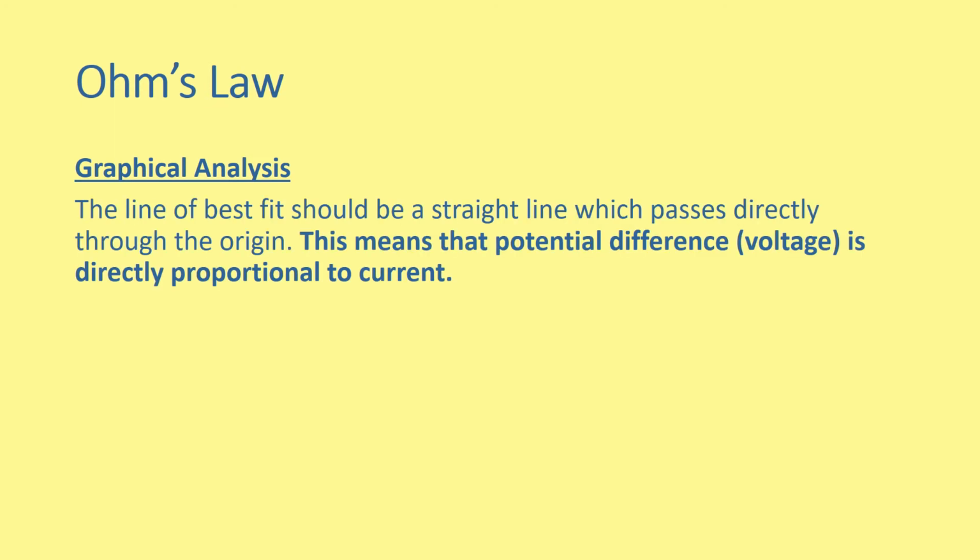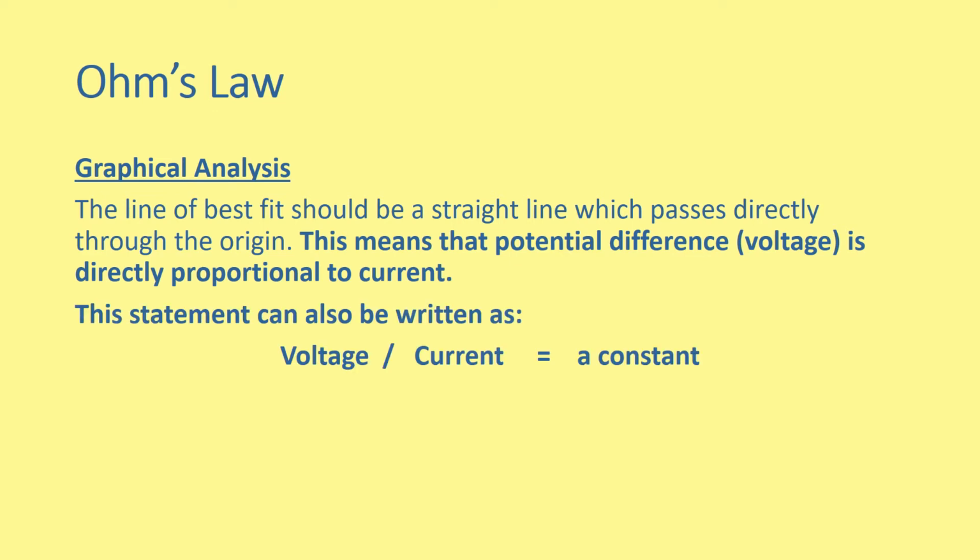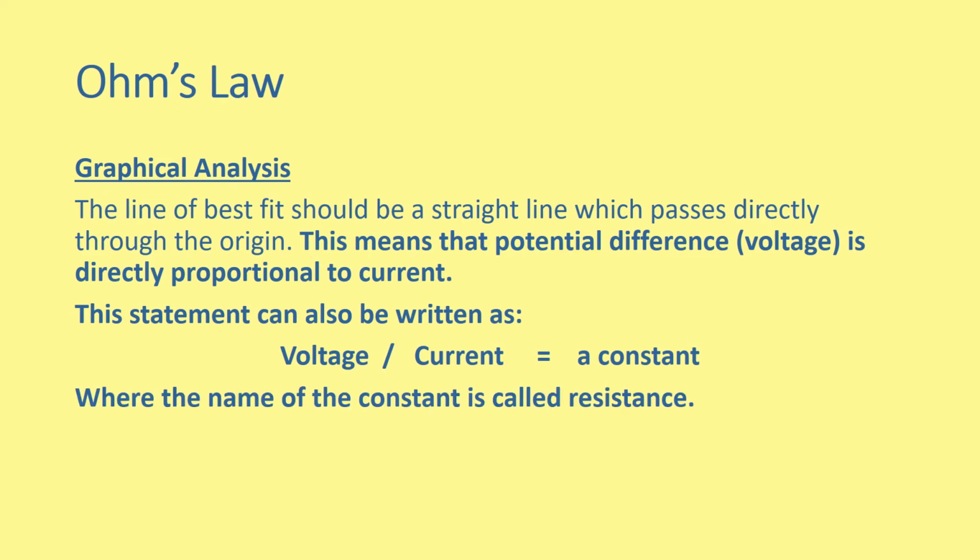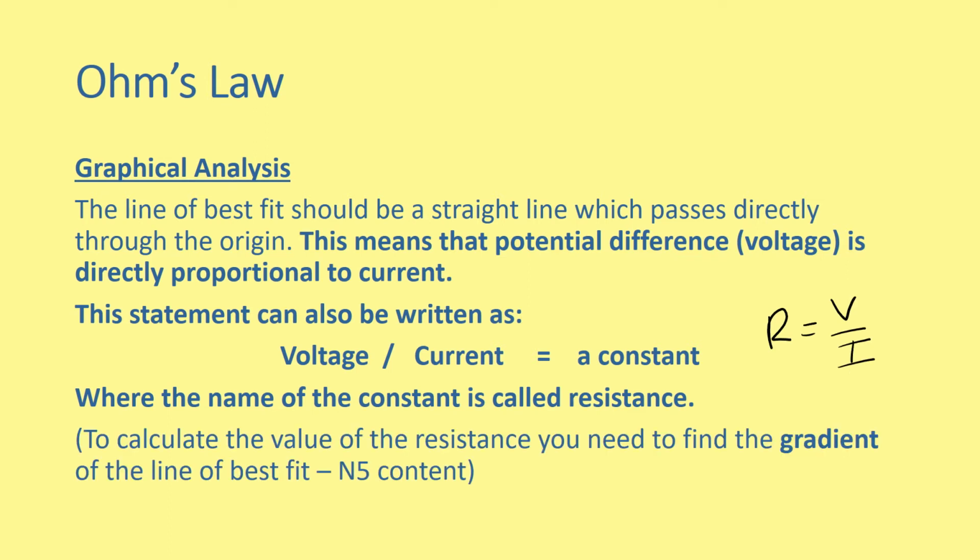So in the graphical analysis, the line of best fit should be a straight line which passes directly through the origin. This means that the potential difference is directly proportional to current, and this is a learning outcome at National 5. The statement can also be written as voltage over current is equal to a constant, where the name of the constant is resistance. Hence, R is equal to V over I. To calculate the value of the resistance, you could find the gradient of the line of best fit, and this is National 5 content.